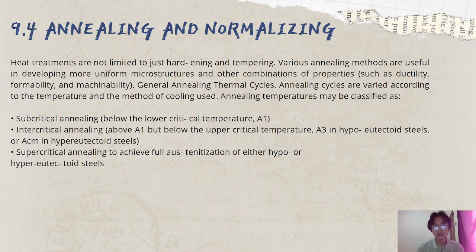General annealing thermal cycles. Annealing cycles are varied according to the temperature and the method of cooling used. Annealing temperature may be classified as subcritical annealing, below the lower critical temperature A1; intercritical annealing, above A1 but below the upper critical temperature A3 in hypoeutectoid steel, or Acm in hypereutectoid steel; and the third is supercritical annealing, to achieve full austenitization of either hypoeutectoid or hypereutectoid steel.